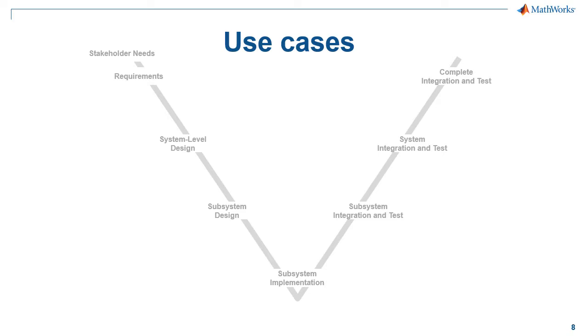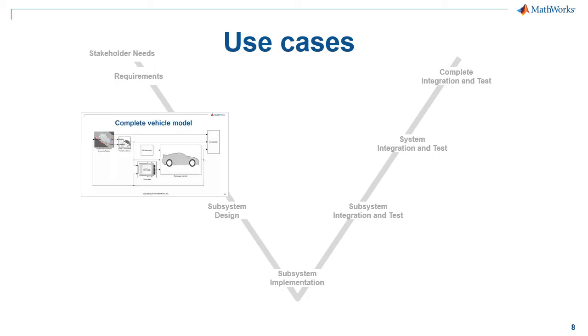Let's look at a few use cases for the vehicle dynamics block set. On the screen we see the very familiar V diagram and the approach of model-based design. Let's see where we can fit a few examples. So firstly, let's have a look at a system level design. And within this, we will be taking a look at a complete vehicle model.